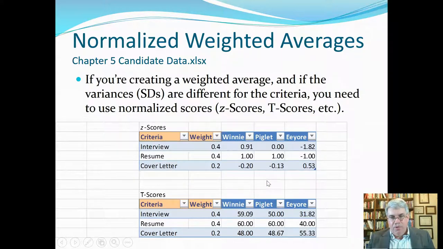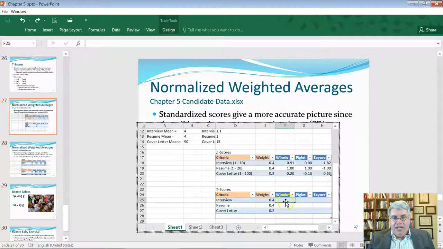So I'm going to put for Winnie, let's calculate a T-score for Winnie. The formula that we're going to use is equals 50 plus Winnie's Z-score, F18, times 10, and I will press enter, and he has a T-score of 59.09. I want to calculate that for all of his elements. So his resume had a T-score of 60, and his cover letter had 48, because it was below average.